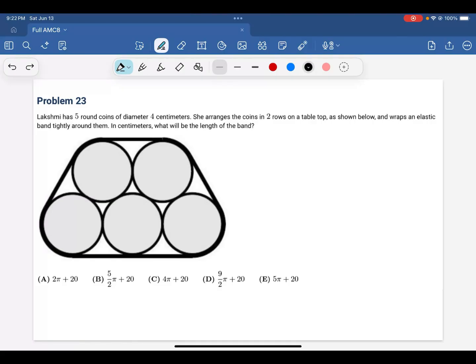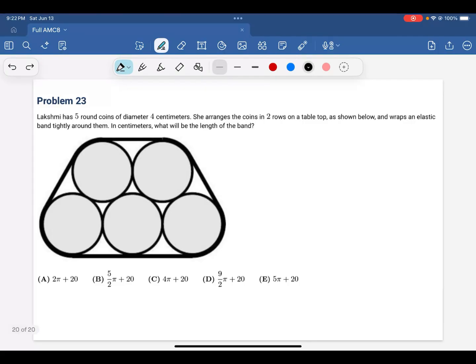Lakshmi has 5 round coins of diameter 4 centimeters. She arranges the coins in 2 rows on the tabletop, as shown below, and wraps an elastic band tightly around them. In centimeters, what will be the length of the band? So this problem, we can divide into several smaller problems.